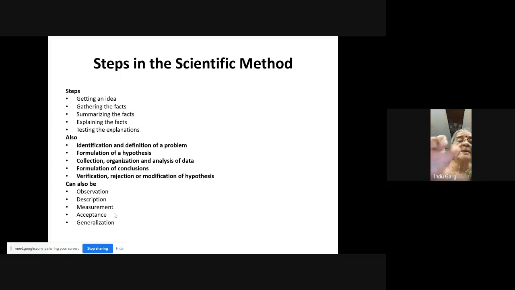So this middle section is basically what we actually do in formal research when we conduct it. And of course, research always involves observation. Whatever you observe, then you describe your facts, then you try to measure up your facts, and then you accept, and then you may generalize.